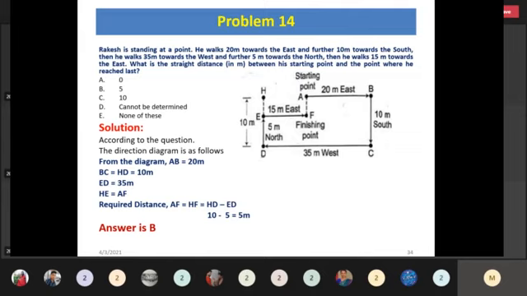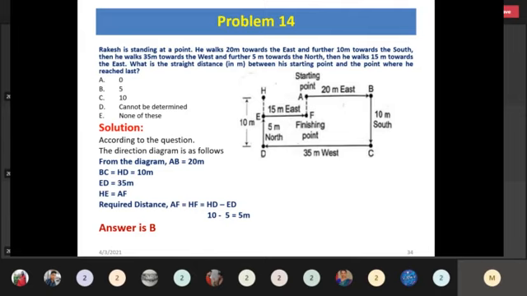Problem 14. Rakesh is standing at a point. He walks 20 meters towards the east and further 10 meters towards the south. Then he walks 35 meters towards the west and further 5 meters towards the north. Then he walks 15 meters towards the east. What is the straight distance in meters between his starting point and the point where he reached last? The options are A, 0, B, 5, C, 10, D, cannot be determined, and E, none of this.